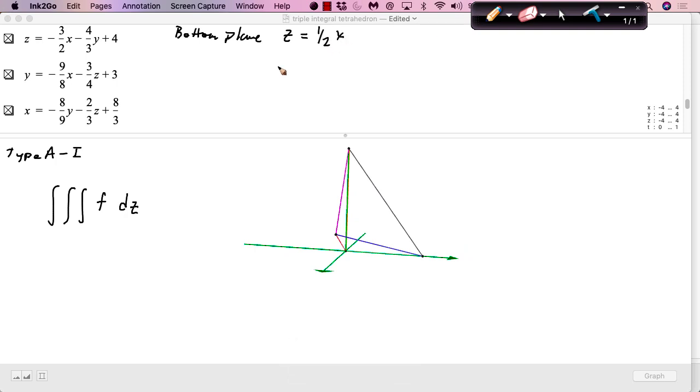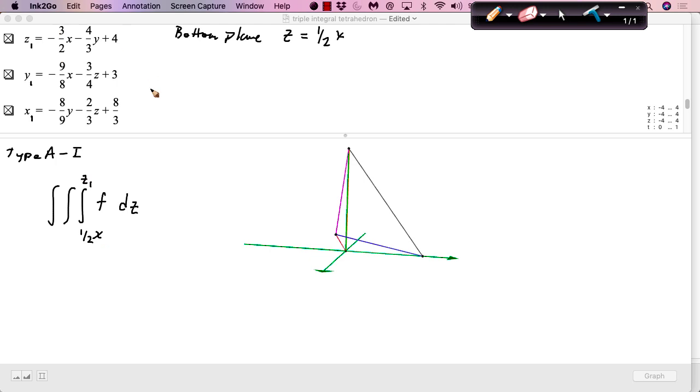And so I don't have to write all this stuff out, I'm going to call these z1, y1, and x1. And those are all representations of this top slanted plane. Okay, so bottom to top means the bottom is z equals 1/2 x. And what's our top? z1, right? The top is this, written as a function of x and y. So rather than write this out, I'm just going to write z1, and then we know that this is z1 right here.